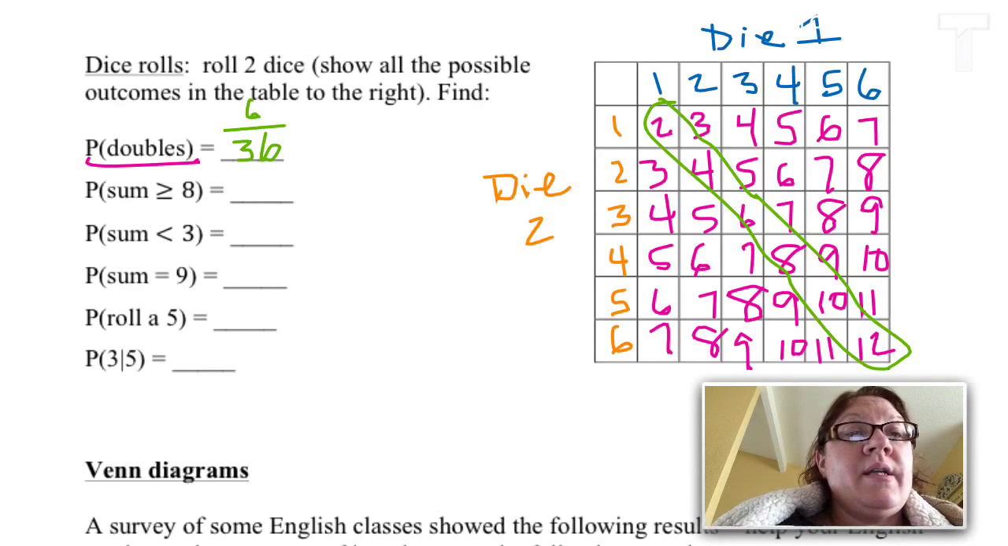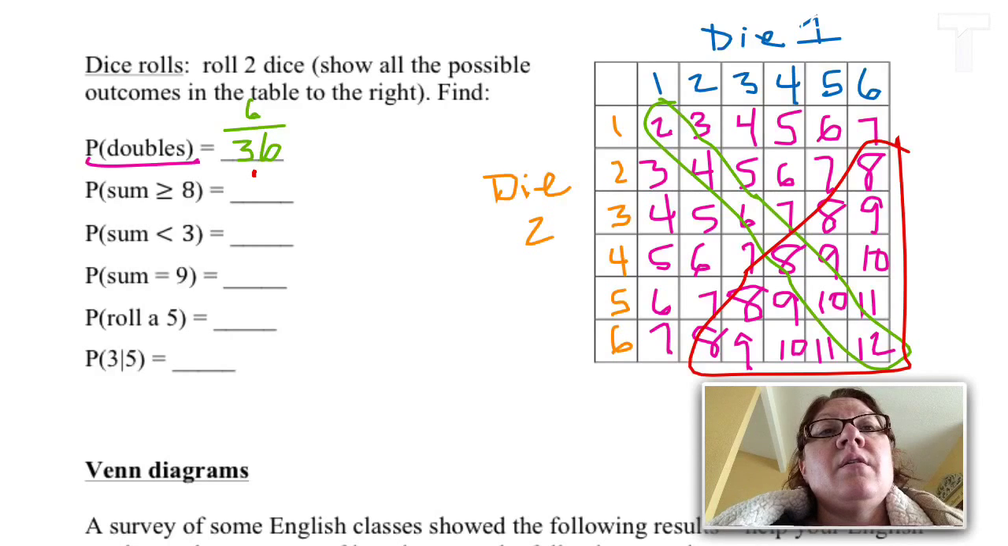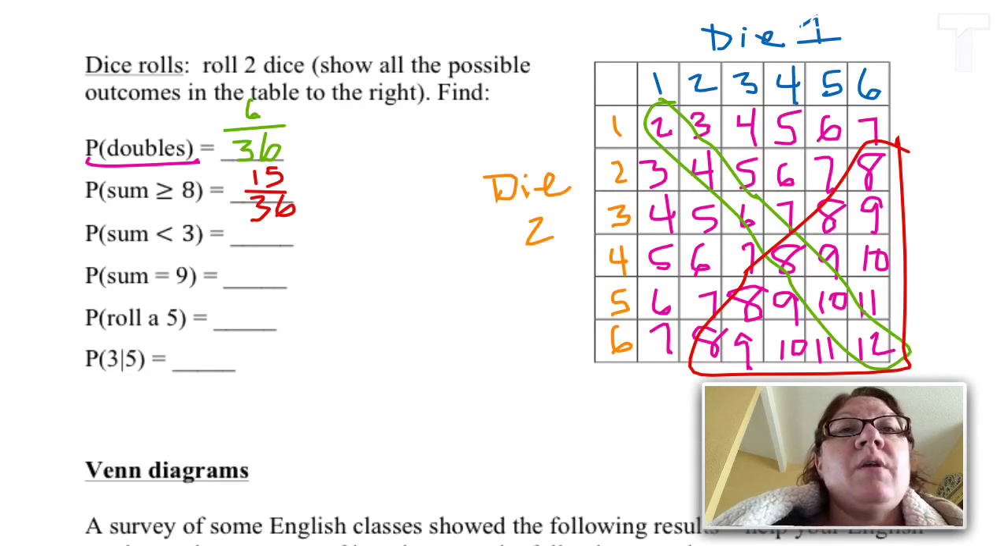Versus the second one, I'm looking at a sum greater than or equal to 8. So greater than or equal to 8, I would be looking at all of these sums, which is 15 out of the 36. And of course, several of these can be reduced, so I would expect you to do that.